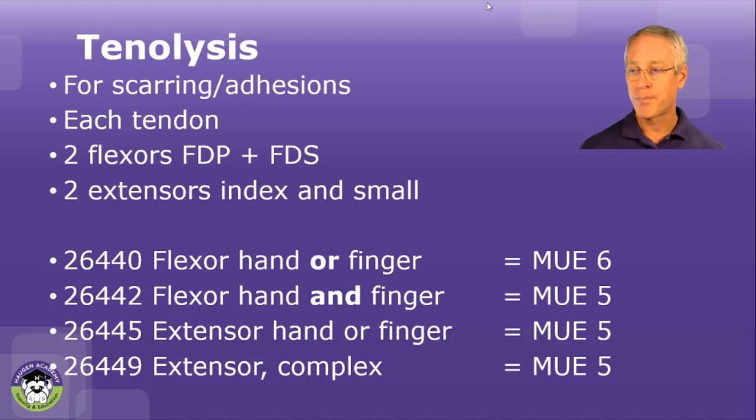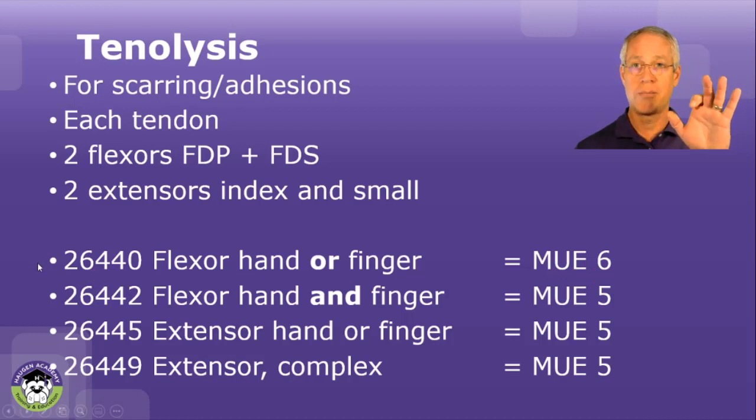For example, a flexor tenolysis in the hand or finger, with the respective anatomy modifier, finger or hand accordingly, and laterality accordingly, may merit up to an MUE of 6. In one digit, it could involve both the FDP and the FDS, or potentially only one. With the hand and finger, the MUE is 5, and accordingly extensor tendons in just the hand or finger, or more complex extending up into the wrist.